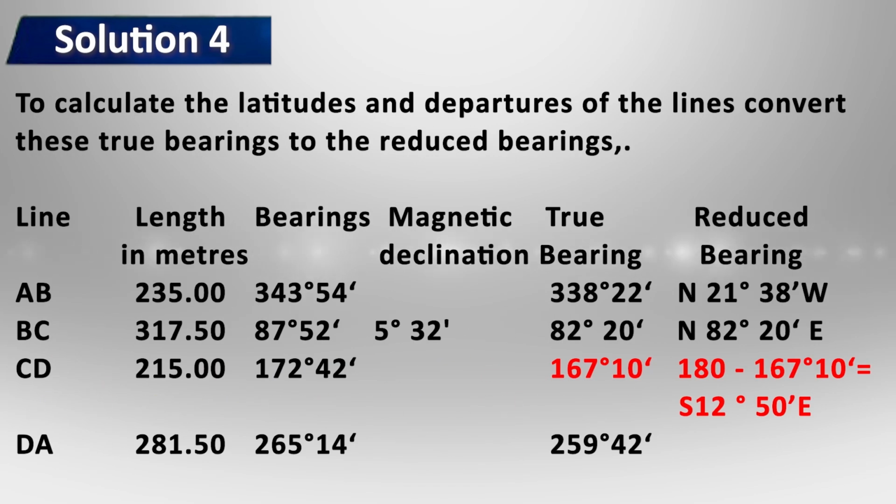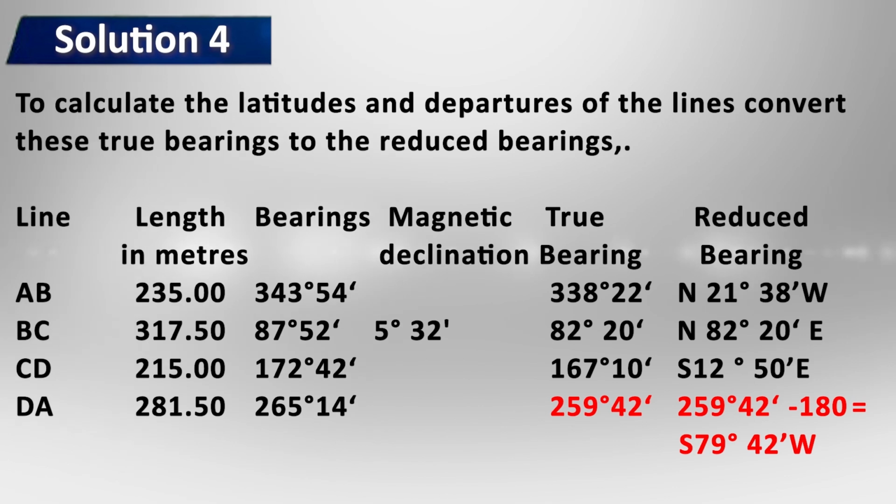The whole circle bearing of line CD is 167 degree 10 minutes measured from north in clockwise direction. The value is more than 90 degrees but less than 180 degrees. So the line is in southeast quadrant. That means in the reduced bearing system, it will be designated as south measured towards east. So to get the value, simply we will deduct it from 180 degree. So the RB or the reduced bearing of the line CD would be 180 degree minus 167 degree 10 minutes, which is equal to south 12 degree 50 minutes east.